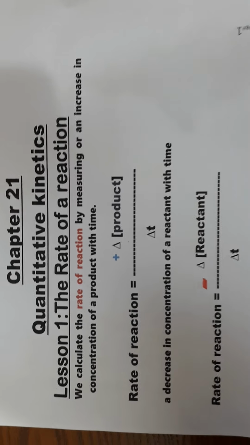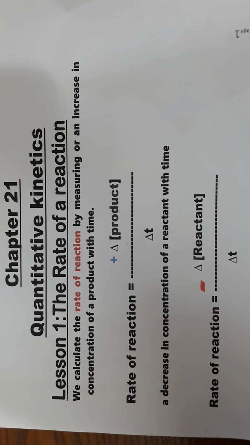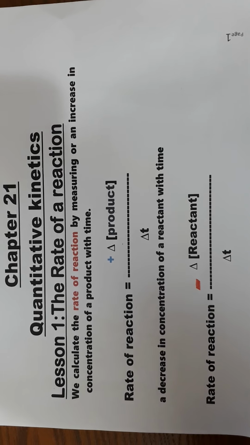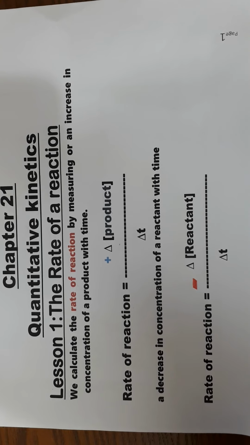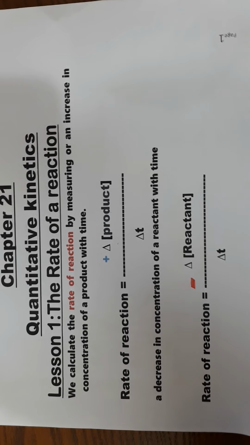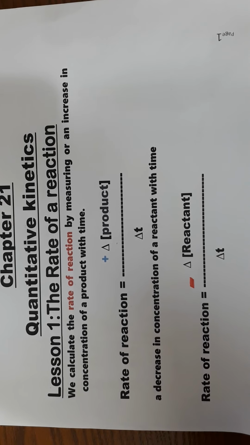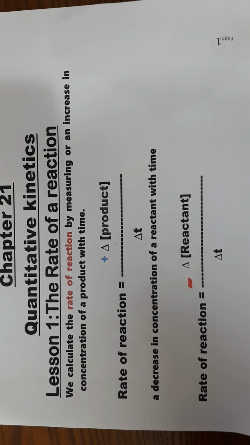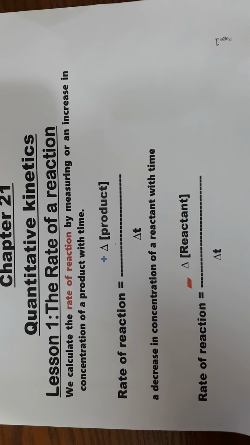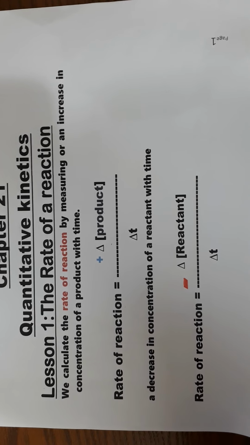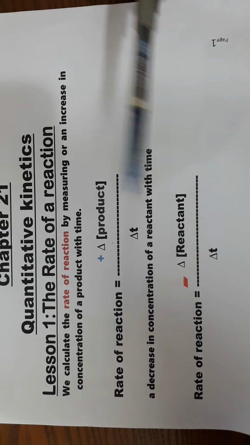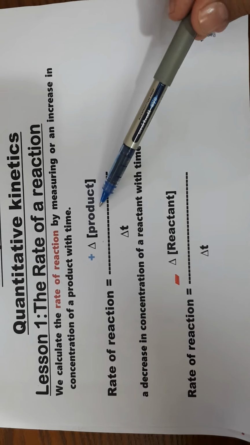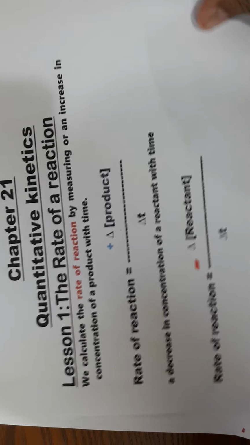Bismillah ar-Rahman ar-Rahim. Chapter 21, Quantitative Kinetics, Lesson number 1, the rate of reaction. Now, the rate of reaction means the change in the concentration of reactants or products during the time. But the products increase during the time and the reactants decrease during the time. This appears in the rate of reaction expression as positive and negative. If we use the product, positive; reactant, negative.